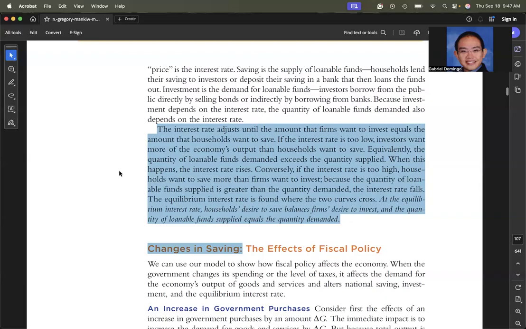When this happens, the interest rate will rise. Conversely, if the interest rate is too high, households want to save more than firms want to invest, because the quantity of loanable funds supplied is greater than the quantity demanded, and the interest rate will fall. The equilibrium interest rate is found when the two curves cross. At the equilibrium interest rate, households' desire to save balances firms' desire to invest, and the quantity of loanable funds supplied equals the quantity demanded.